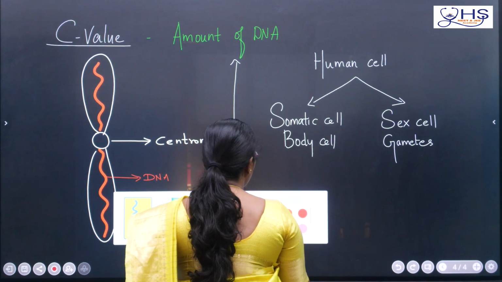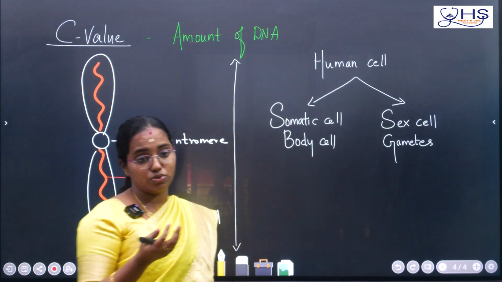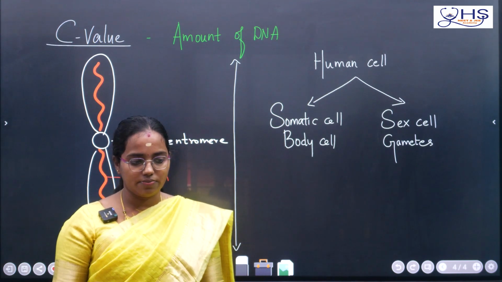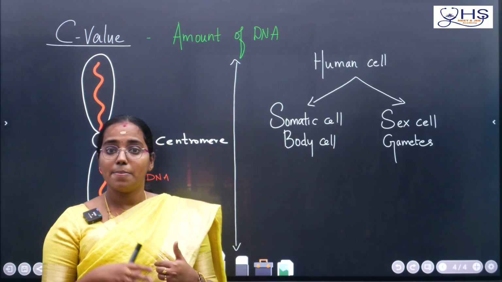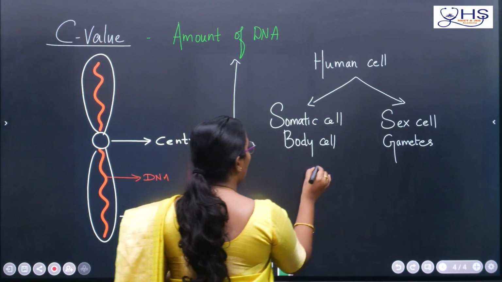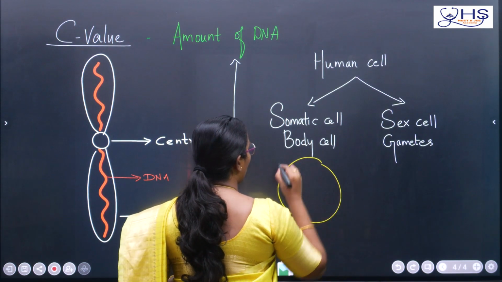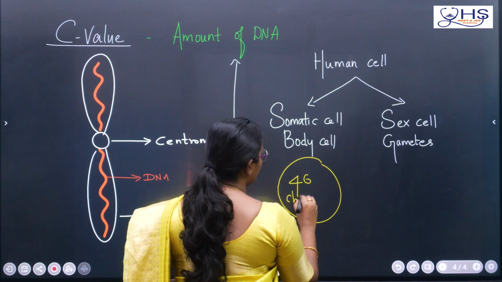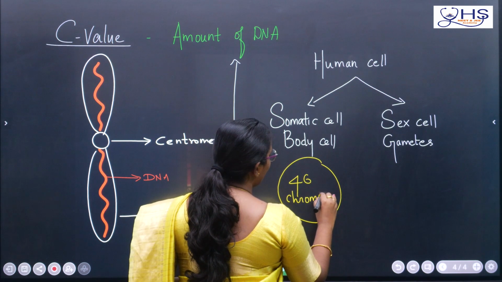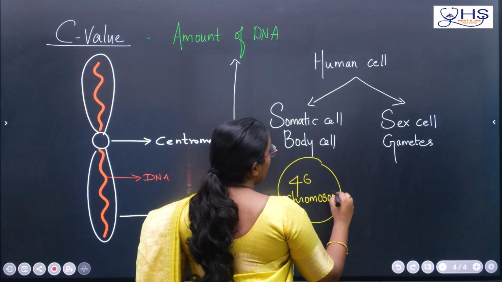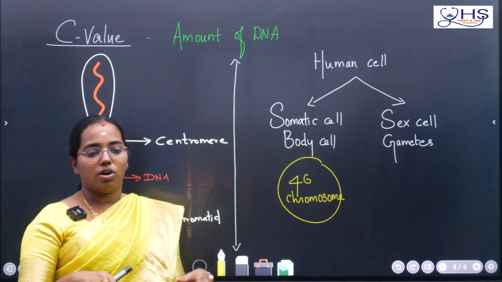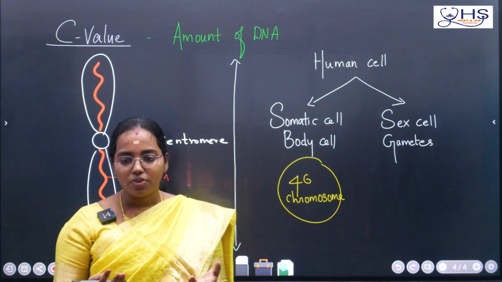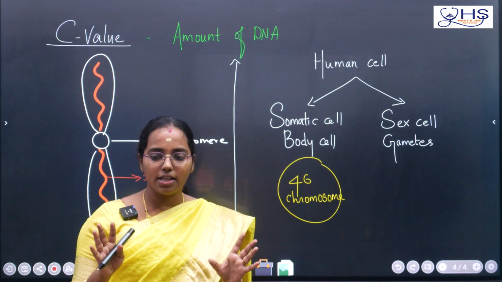Now if you count the number of chromosomes in your body cells, in any body cell, you will find 46 chromosomes. You will find how many chromosomes? 46 chromosomes in your body. I am talking about your body. In your body, if you count any body cell, what is body cell? Other than sex cell.